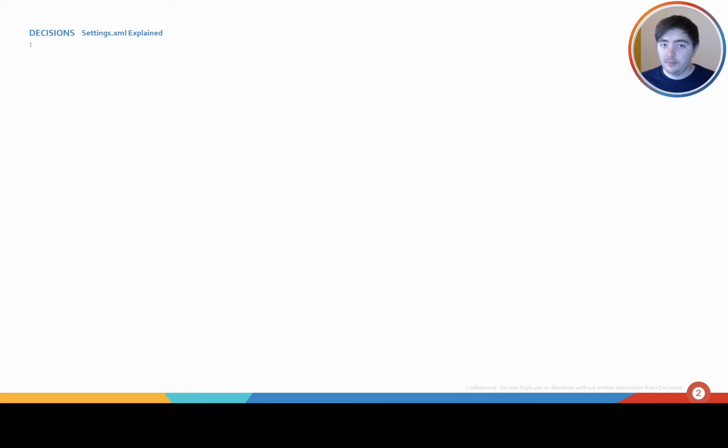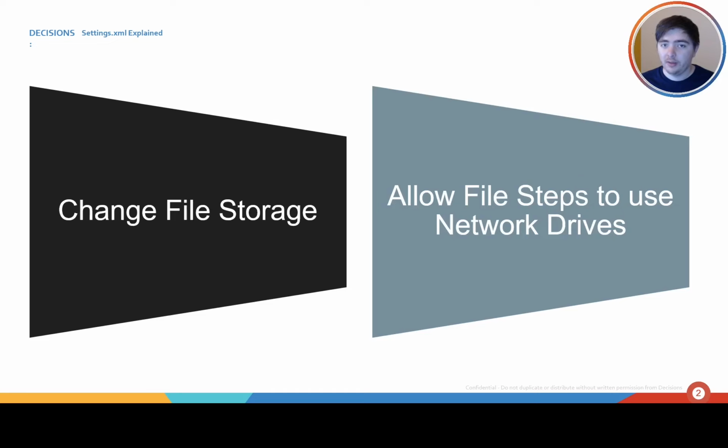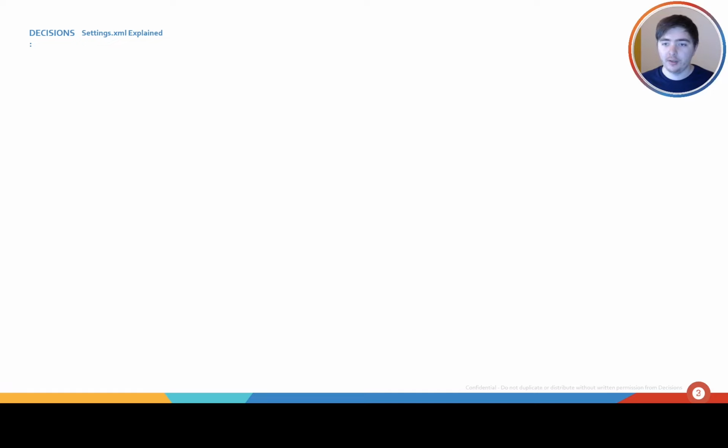So, making modifications to the Settings.Xml will be necessary for two particular functions in the Decisions platform. Those being changing the file storage location and allowing file steps in Decisions to use network drives. So let's go over that first one.